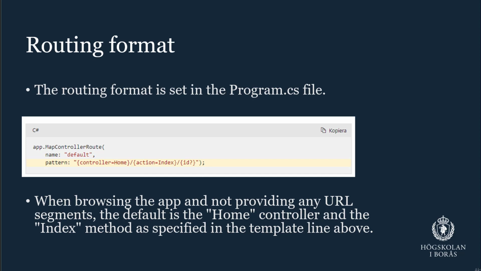It says pattern colon, and then you see controller equals Home. In situations where we do not provide any specific controller within our URL request, it will automatically go to the home controller. And likewise, if we do not specify any action within our URL, the default method will be the index method as specified in the template line above. And as you might have noticed, we also have an id parameter here, which could be passed as well.